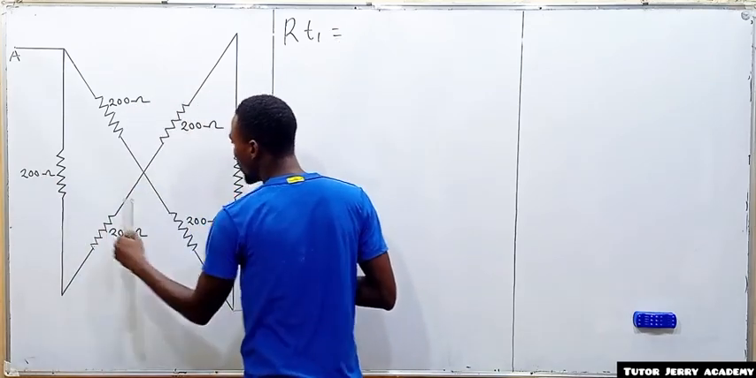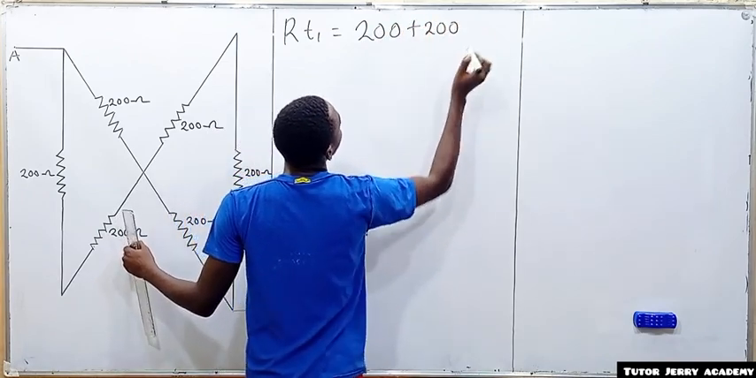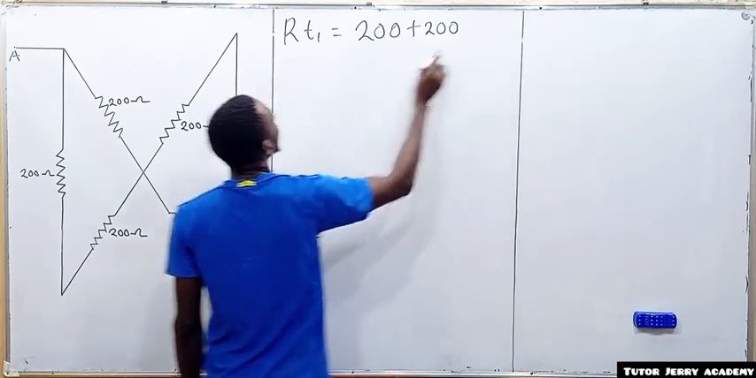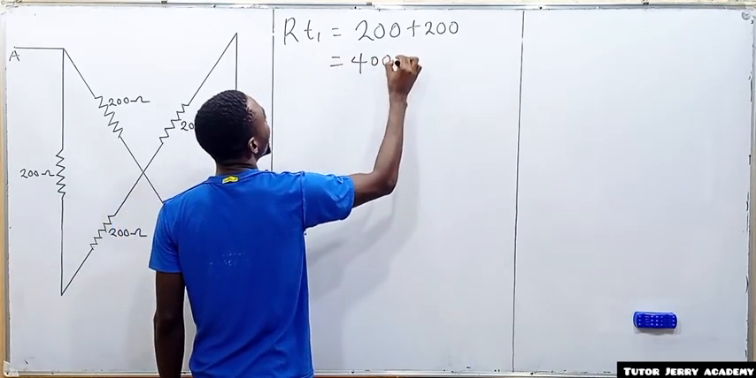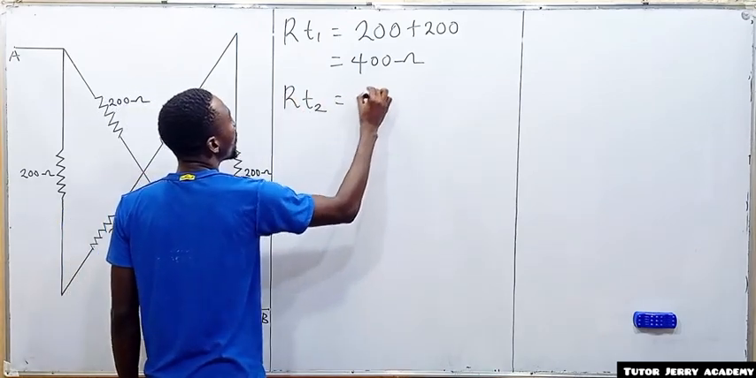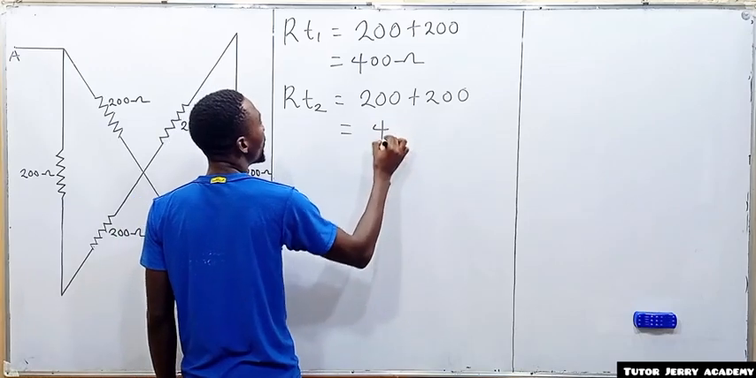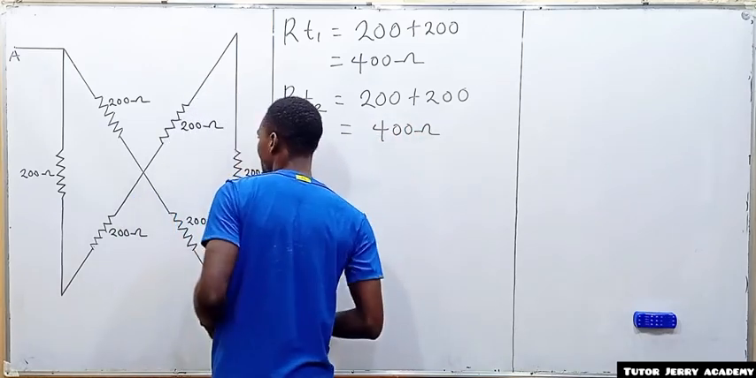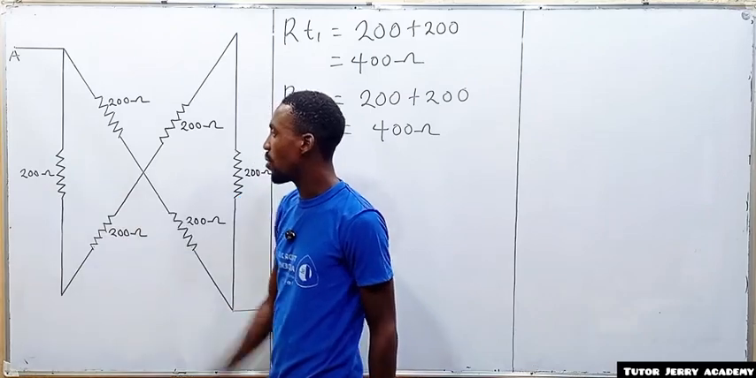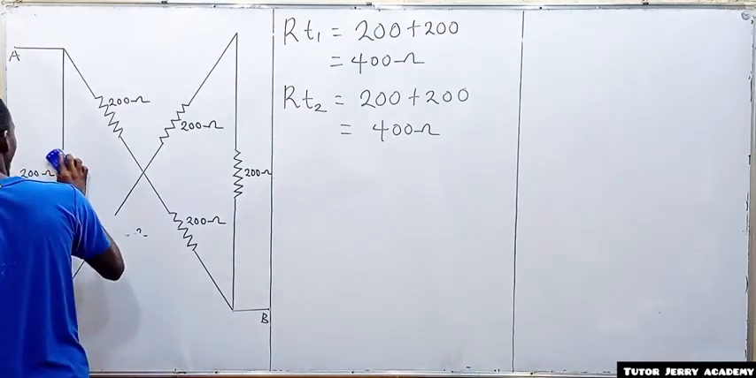In series, we'll be adding the two of them. So 200 plus 200. This is going to give us what? 400 ohms. Let's bring it down. 400 ohms. The second one, RT2, will be equal to 200 plus 200, and this also will give us 400 ohms. Now that we have combined these two, we can therefore connect the wire directly. So let's connect the wire directly.